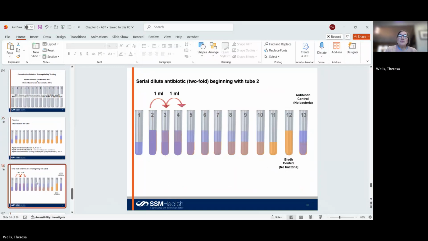So now we are going to serially dilute the antibiotic. That serial dilution means twofold. Every time we take 1 mil out of the more concentrated tube, the total concentration is going to be halved. So from tube 2, we're going to take a mil and put it into tube 3, mix it. A mil of that goes into tube 4, mix it, and down the line, all the way through tube 10. From tube 10, we're going to take a mil out and dispose of it. We don't need it. After tube 10, nothing goes into 11, nothing into 12, nothing into 13.